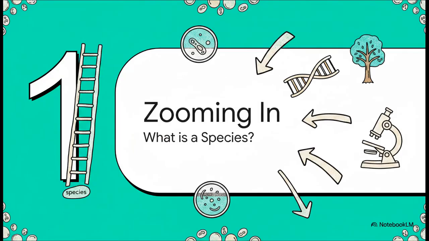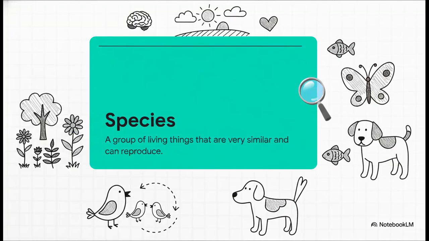All right, Section 1. Zooming in. What exactly is a species? Basically, a species is a group of living things that are very, very similar. But hey, it's not just about looking alike. They have the same basic needs to survive, they usually live in similar places, and here is the really crucial part. They can reproduce together to have babies or offspring.